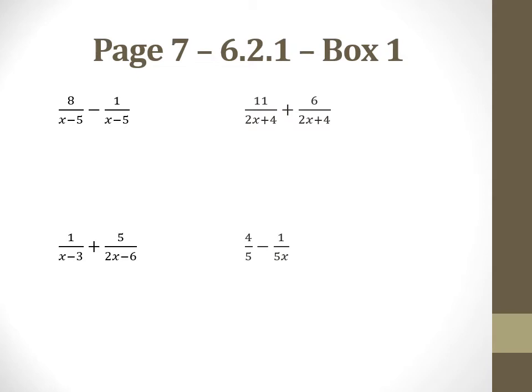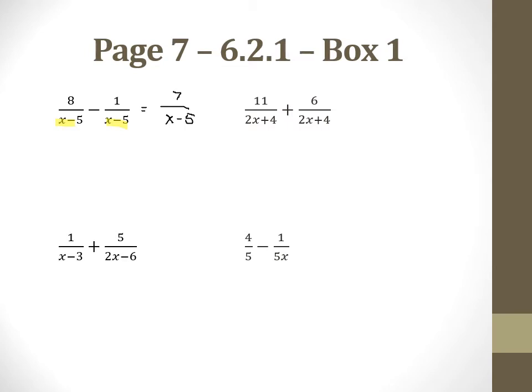So now instead of just having fractions, we have rational expressions. I see x's in the denominator. First one though, same exact thing applies. X minus 5 and x minus 5. That's the same denominator both times. So all I need to do is subtract the numerators. 8 minus 1 is 7. And the denominator x minus 5 stays the same.